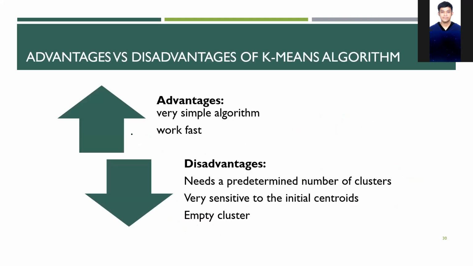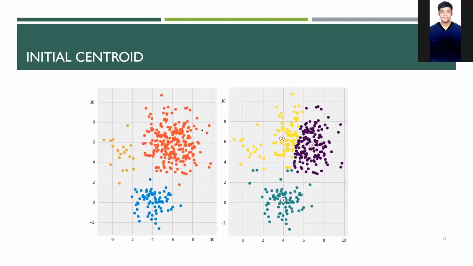Okay, advantages and disadvantages of k-means. As you know, the advantage is that it's a very simple algorithm, and because it is very simple, it can work very fast. However, of course, because the algorithm is very simple, it also has some problems, meaning the result is not perfect. Then there are some drawbacks of k-means. So let's see them one by one. The first one is the problem with the initial centroid.